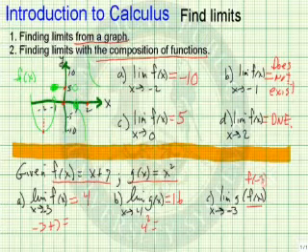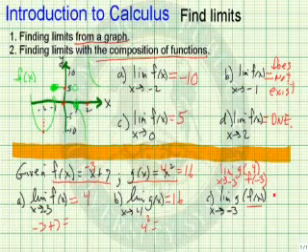To find f of -3, we put -3 in for x, -3 plus 7, so that gives us an answer of 4. So now we're going to take g of 4. We're putting 4 in for x, which gives us 16. So the grand total, the limit of g of f of x as x approaches -3, is equal to 16.